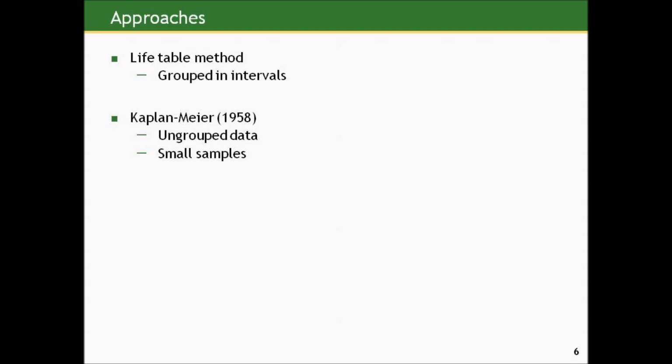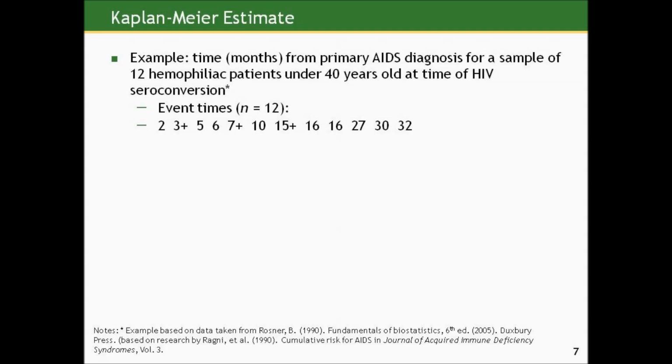There are two well-known approaches to doing this. One is the life table method. We're not going to consider that in this course, but you may have seen it in another course like epidemiology or demography, where we consider events occurring in time intervals, but we don't recognize the exact times that they occur. The Kaplan-Meier is like an expansion of the life table method that looks at ungrouped data and can be done in small or large samples. So let's look at an example here.